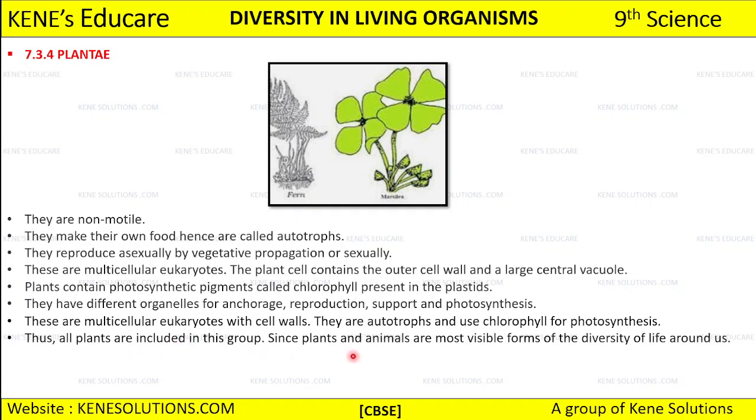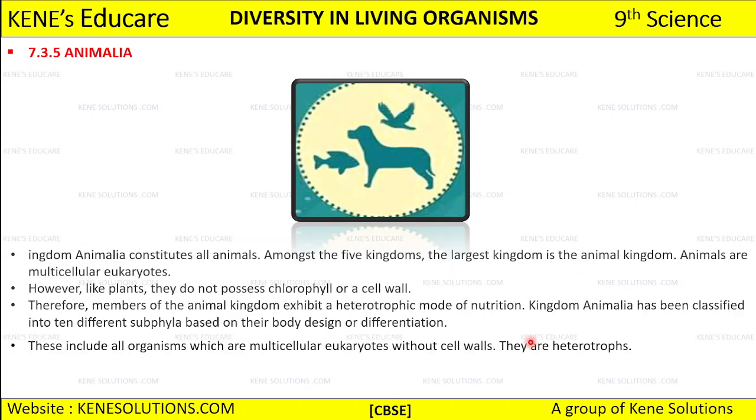Since plants and animals are the most visible forms, with ample numbers of plants and animals around us, they are further divided into divisions and phyla. And who comes in kingdom Animalia now? All the animals are included in this kingdom Animalia.